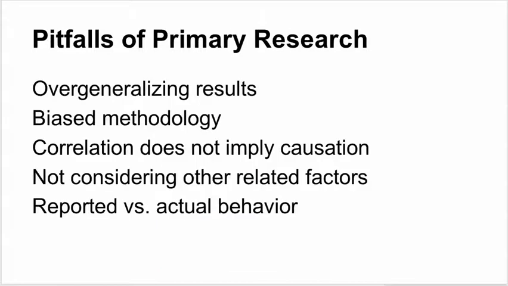Now, there are some pitfalls to be aware of as you look at primary research, and there are some pitfalls to be aware of as you look at secondary research as well. But with primary research, you want to be aware that you're not overgeneralizing the results, that you are not falling for any kind of biased methodology. Keep in mind that correlation does not imply causation, and you've probably heard this before, but this is a very important concept that I'll explain in more depth in a minute.